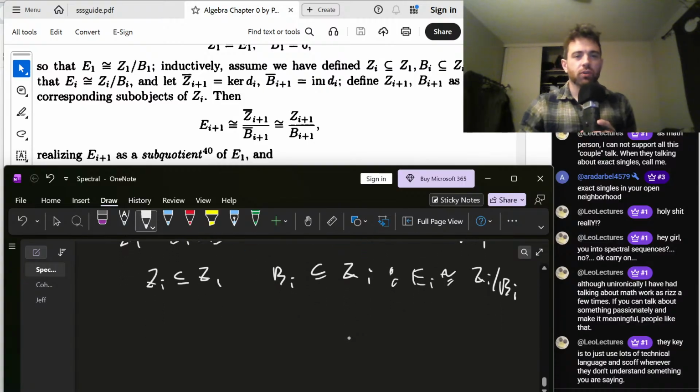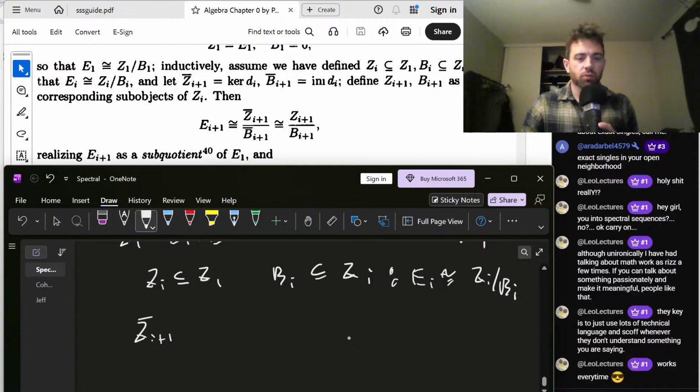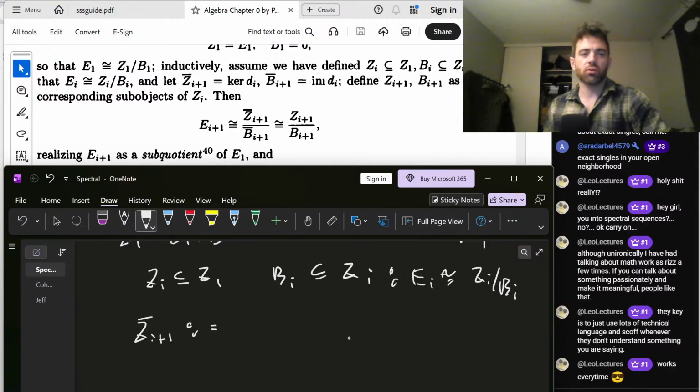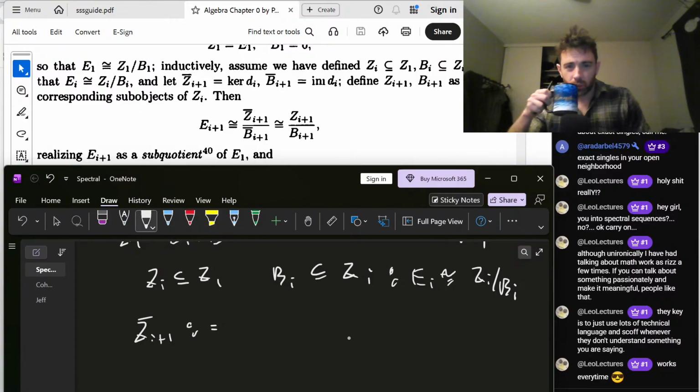Then if we define Z_{i+1} bar to be the kernel of d_i and B_{i+1} bar to be the image of d_i, then okay, define these to be the corresponding subobjects of Z_i. Why is that possible?